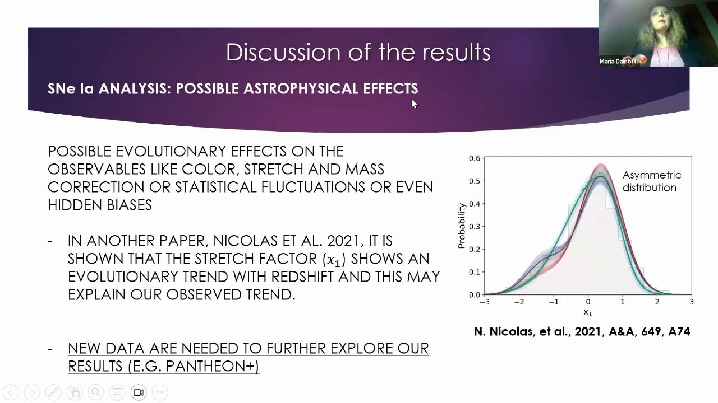So another possibility, an intriguing one that was investigated by Nicholas et al. in 2021, is that actually there is an evolutionary trend for the stretch factor x1. So what happens if you have an evolutionary trend for the x1? It means that your alpha parameter that I showed earlier would also change, possibly with this parameter. Then if you have a change of this alpha parameter, all of the linear combination in the previous equation may change. Therefore, this could be the cause of this trend.